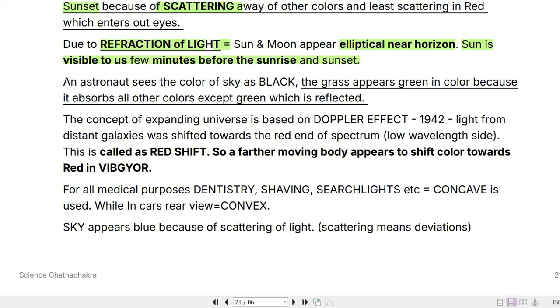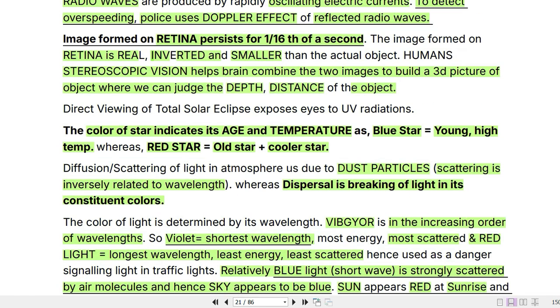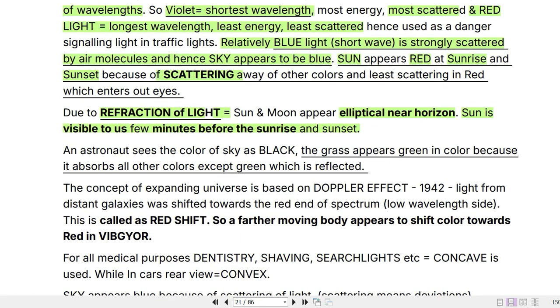And it also appears elliptical near the horizon. That is also due to refraction of light. But it appears crimson red. That is due to scattering of light, right? और रेनबो में क्या होता है? रेनबो में रिफ्रैक्शन ऑफ लाइट होता है क्या? उसमें तो डिस्पर्जन भी होता है, रिफ्रैक्शन भी होता है, ठीक है.